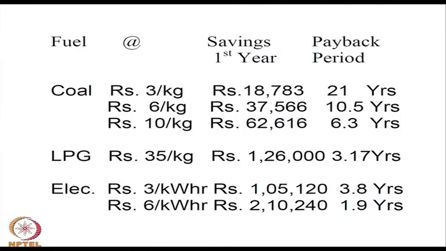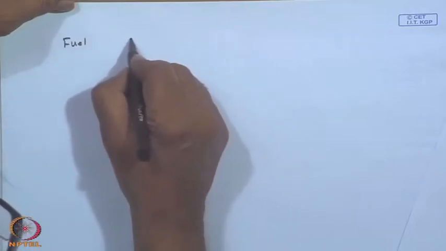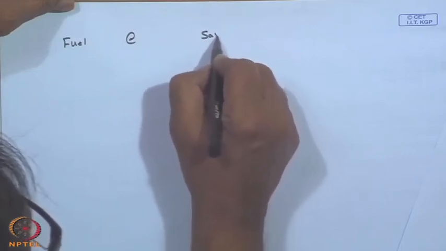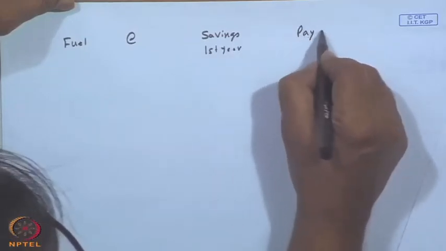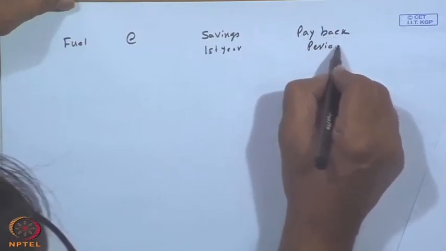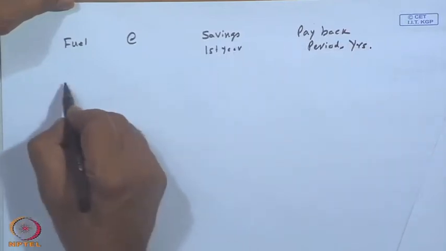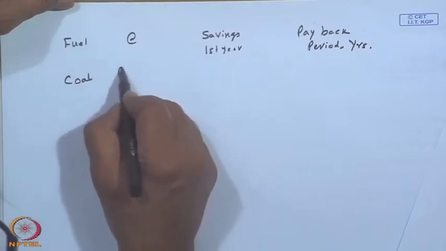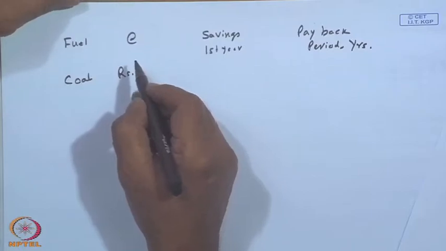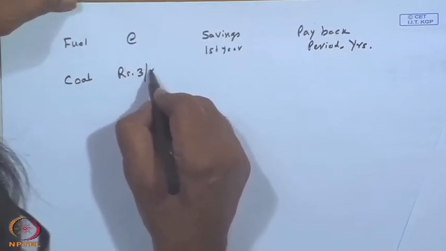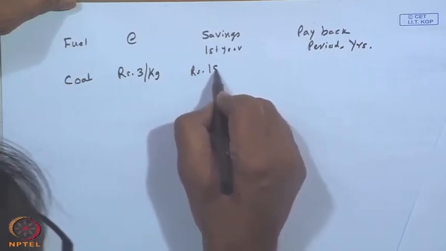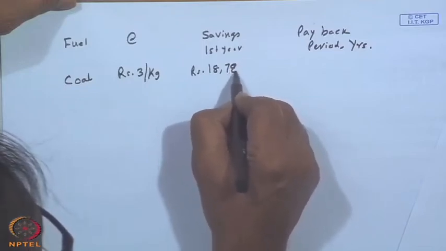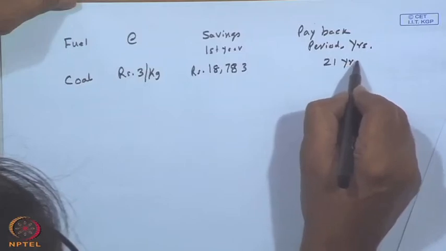So, in a simple form of table, I have shown here the fuel, and the rate of savings in the first year, and the payback period in years. So first one is coal at Rs 1.70 is too low a value, so Rs 3 per kg. This comes to about Rs 18,783, leading to 21 years.